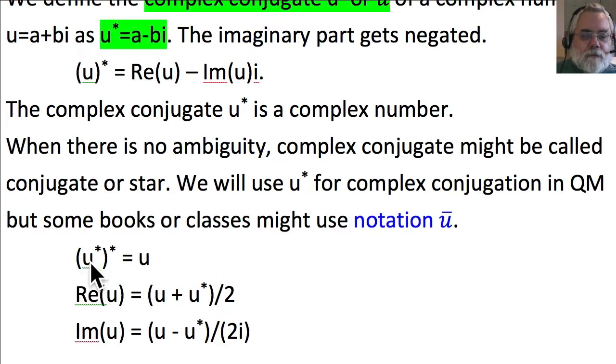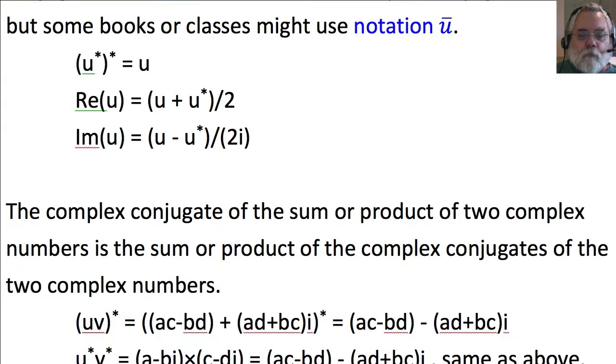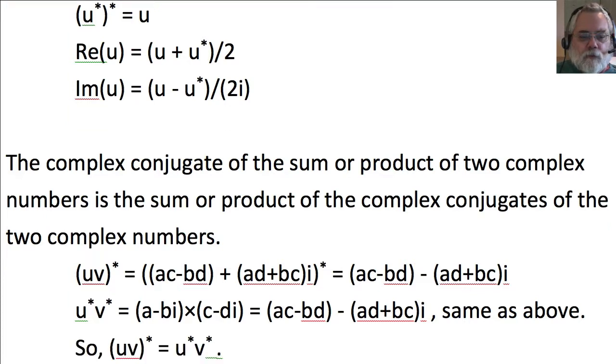If we conjugate something twice, u star star, we get back the original. We can use the complex conjugate definition, a minus bi. If we add a complex number plus its conjugate and we divide by 2, we get the real part of u because the imaginary part canceled out. We can get the imaginary part of u by taking u minus u star and dividing by 2i. The complex conjugate of the sum or product of two complex numbers is the sum or product of the complex conjugates of the two complex numbers.